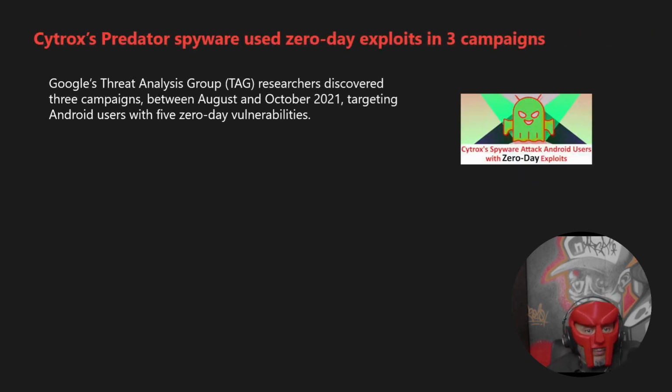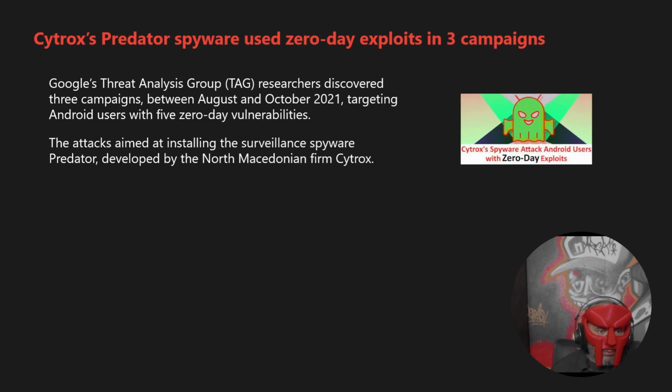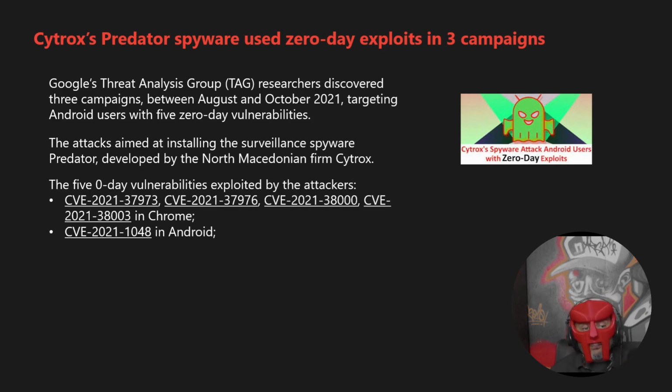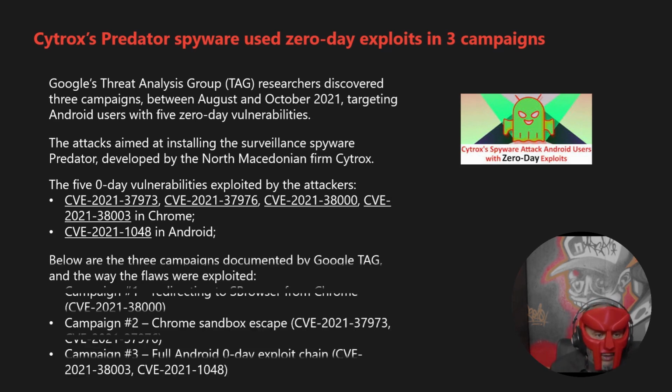Google's Threat Analysis Group researchers discovered 3 campaigns between August and October 2021 targeting Android users with 5 zero-day vulnerabilities. The attacks aimed at installing the surveillance spyware Predator, developed by the North Macedonian firm Cytrox. The zero-day vulnerabilities exploited by the attackers include CVE-2021-37973, 2021-37976, 2021-38000, 2021-38003 in Chrome, and 2021-1048 in Android.